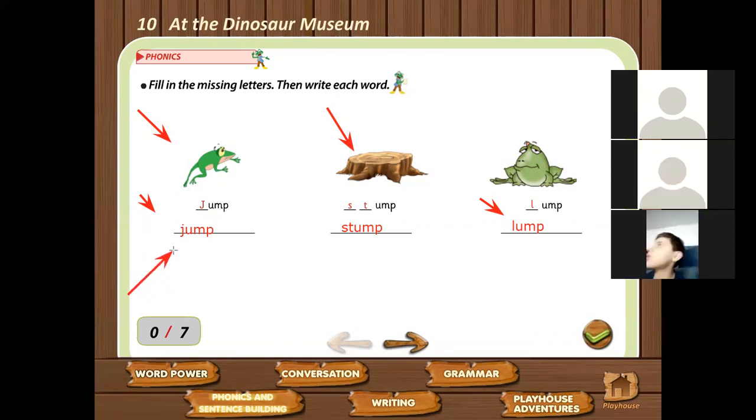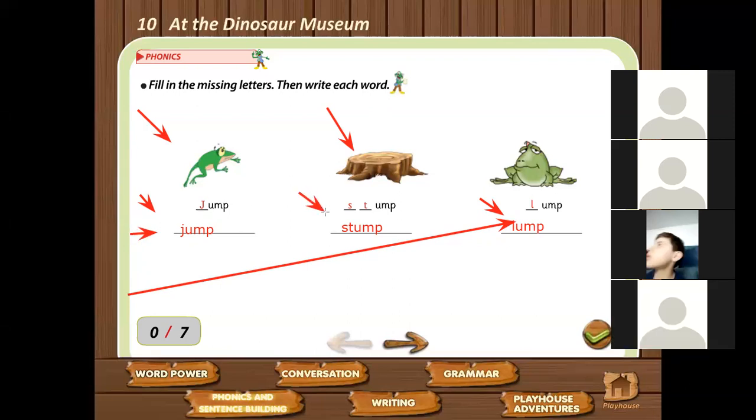Jump. Jump. Tomb. The last one. Lump. Lump. Excellent, ya Saad. Great. Excellent. Yalla, ya Sham. The first one. Jump. Jump. Excellent. Thump. Thump. Lump. Lump. Great.